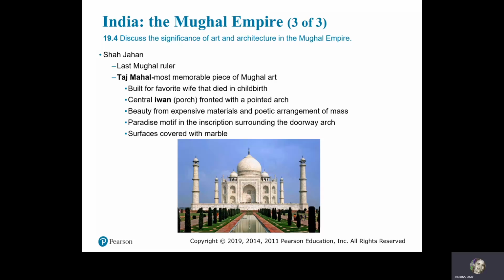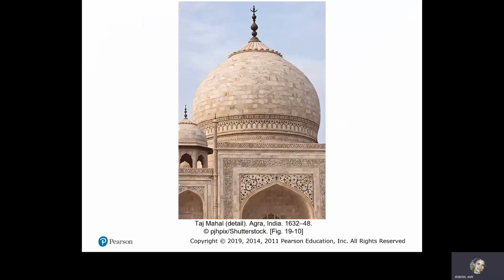The central iwan, which is a porch, is fronted with a pointed arch. The beauty comes from expensive materials and the poetic arrangement of mass. There's a paradise motif and inscriptions surrounding the doorway arch. The surfaces of the Taj Mahal are covered with marble. Taj Mahal detail, in Agra, India, 1632 to 48.